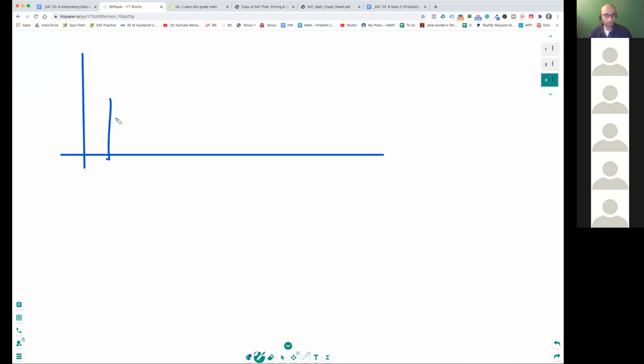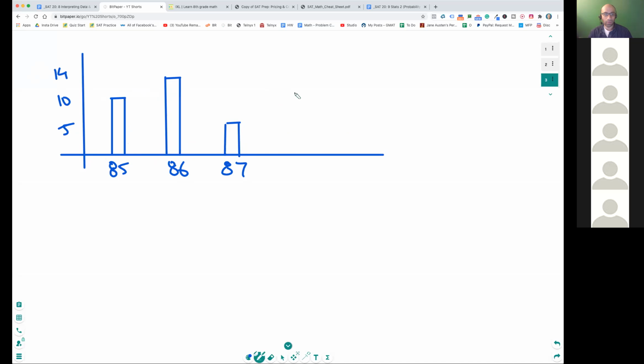Let's say you've got some students who've got some scores. So you're gonna have a bar chart. Let's say you've got 10 students who got a score of 85. Let's say you've got 14 students who got a score of 86. And let's say you've got 5 students who got a score of 87. And let's say you've got 8 students who got a score of 88.